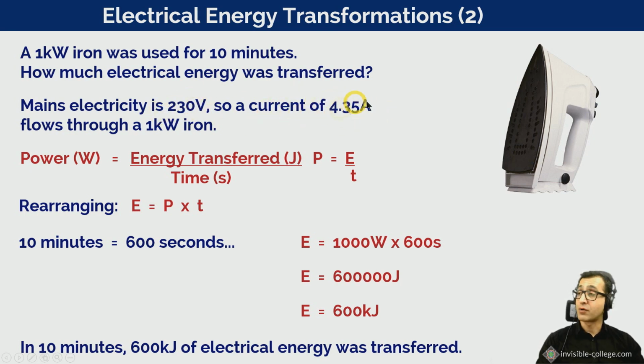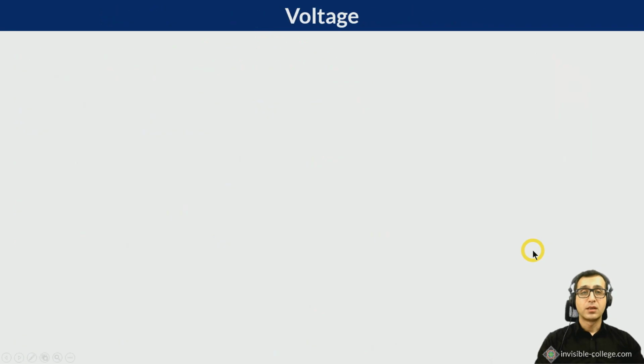Now, you can calculate the current. I'll leave you guys to see how you could do that, but you may need to use more than one equation to do so. In this case, it's a fairly straightforward problem. The only slight wrinkle is that you need to convert from kilowatts to watts, which is standard units, and you need to convert from minutes to seconds, which are the standard units of time.